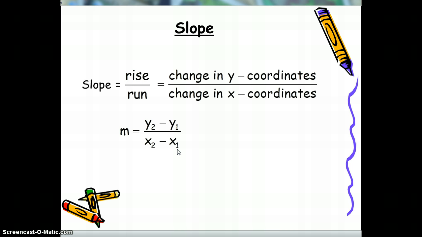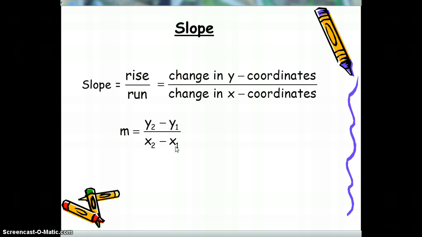Now, I know it happens every year. Some of you guys are saying, well, can I do y1 minus y2 and x1 minus x2? Yeah, that is possible. You can do that, as long as they're in the right order. That's the key. If you do y1 right here, then x1 has to be below it. y2 right here, x2 has to be right below it.